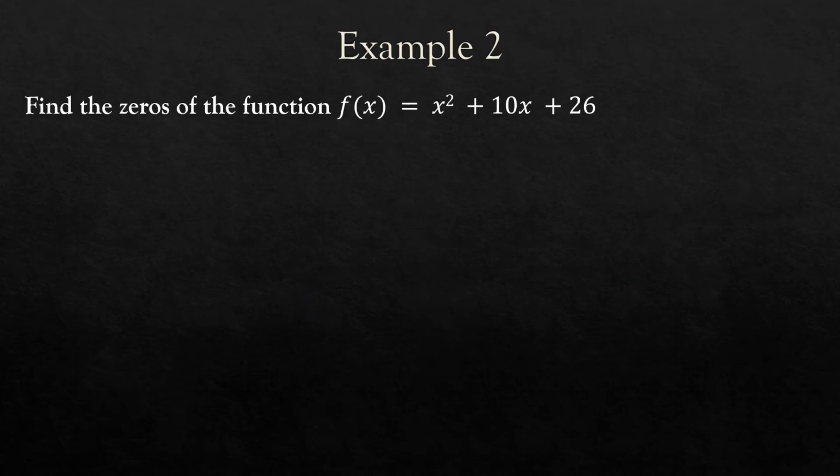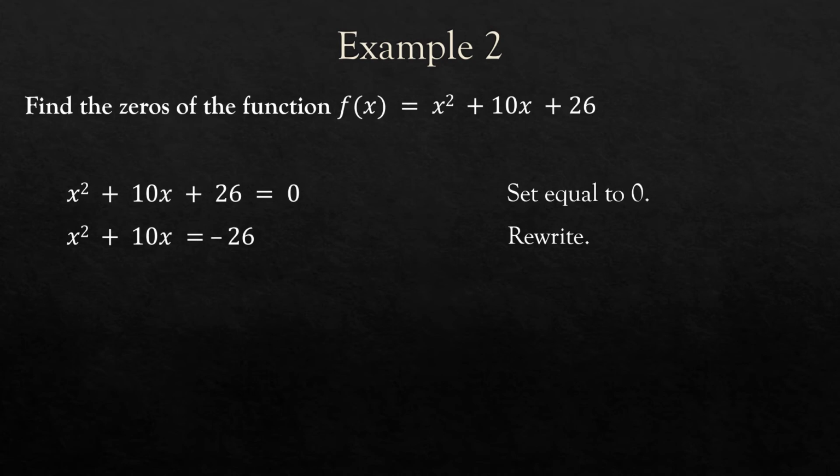Let's move on to our second example, which will have not just an imaginary root, but a complex root. So we want to find the zeros of the function x squared plus 10x plus 26. The first thing we'll do is set the function equal to 0. Next, we will rewrite it by moving the 26 to the right-hand side, giving us x squared plus 10x is equal to negative 26.